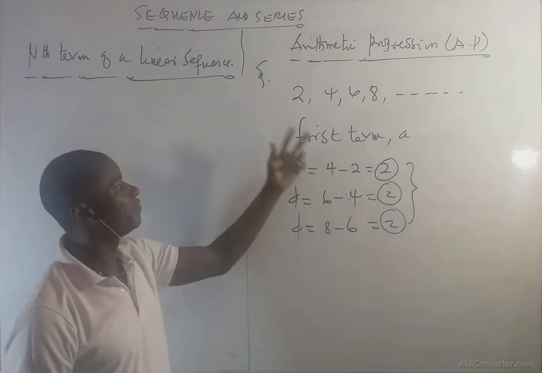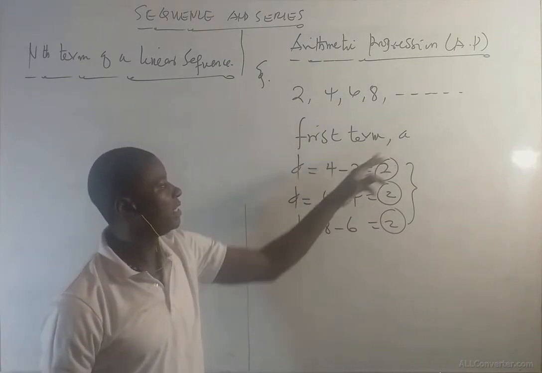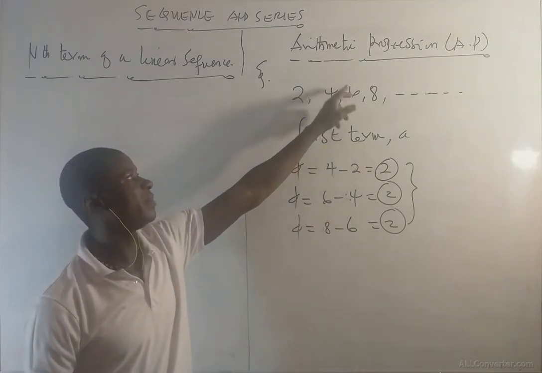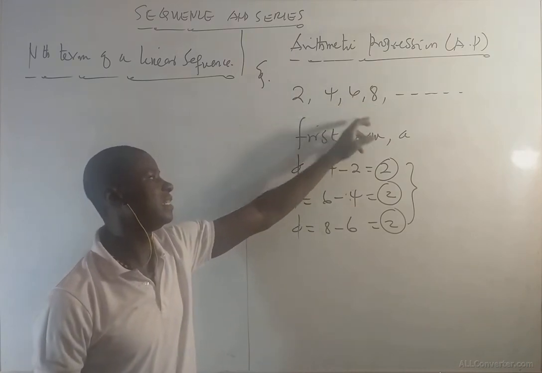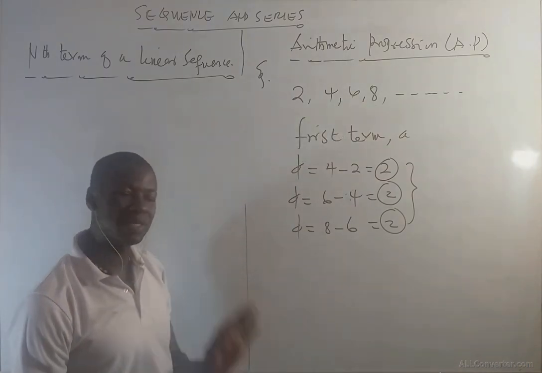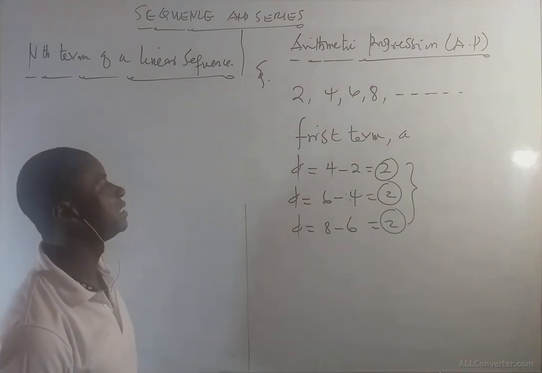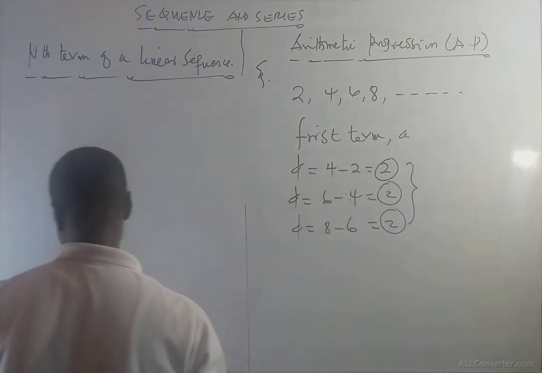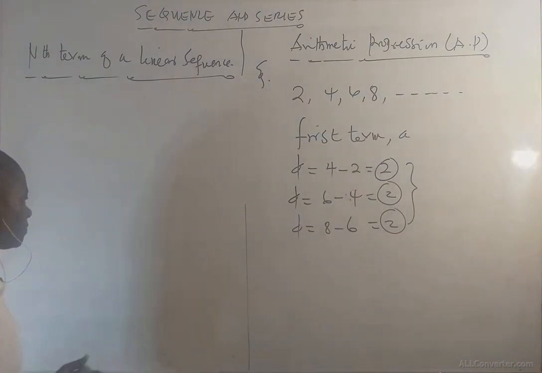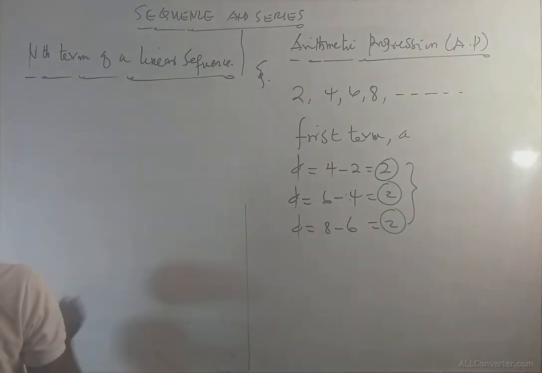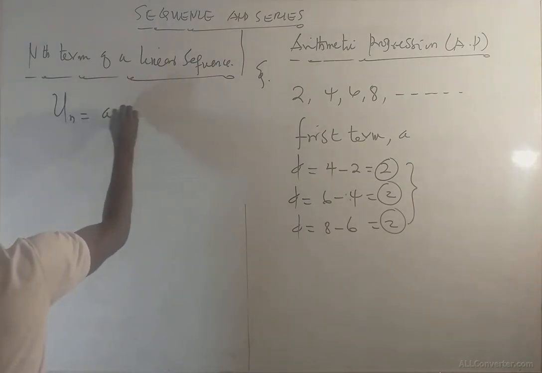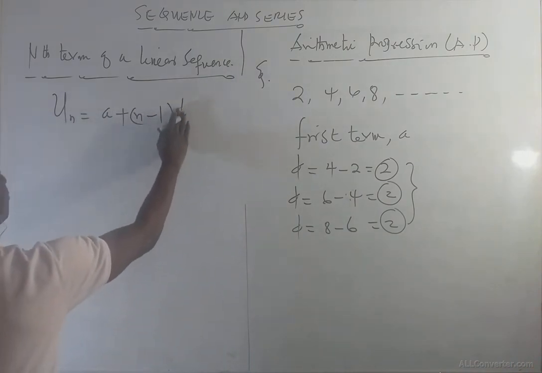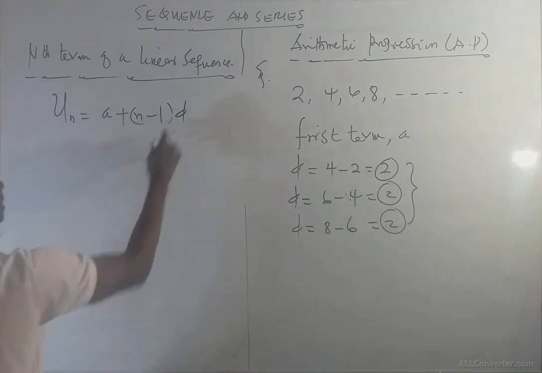Now, you have seen that the first term is represented by A. The common difference, this is how we calculate it: the second element minus the first element, the third element minus the second element, or the fourth minus the third. Each one will give you the same common difference. So if a sequence has the same common difference, then that sequence is a linear sequence or an arithmetic progression. So now, let's look at the nth term of a linear sequence. The nth term of a linear sequence is given by Un = a + (n - 1)d. This is the formula for finding the nth term of a linear sequence.